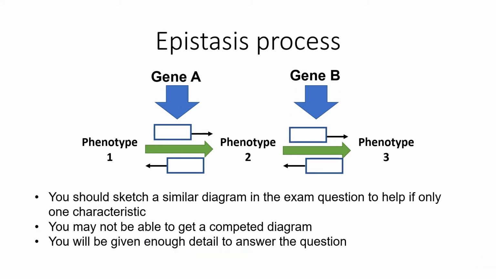It is important to have a diagram like this on any epistasis question in the exam, but it's also worth noting that you won't necessarily be able to get this completed. When the exam information is given to you, you may find that you can't work out which order certain phenotypes appear in, so which is number 2 and which is number 3. You may not be able to identify whether you need the dominant allele or the homozygous recessive genotype to progress from phenotype 2 to 3. It doesn't really matter.